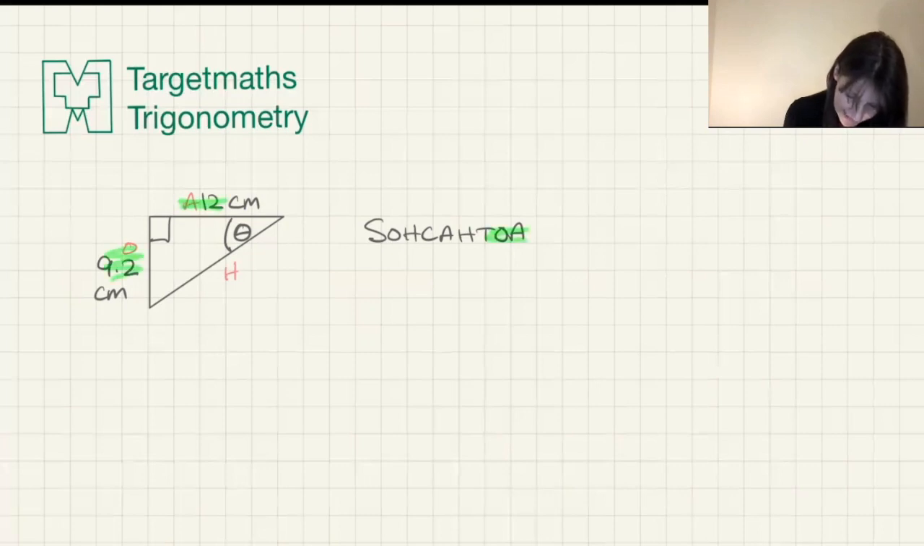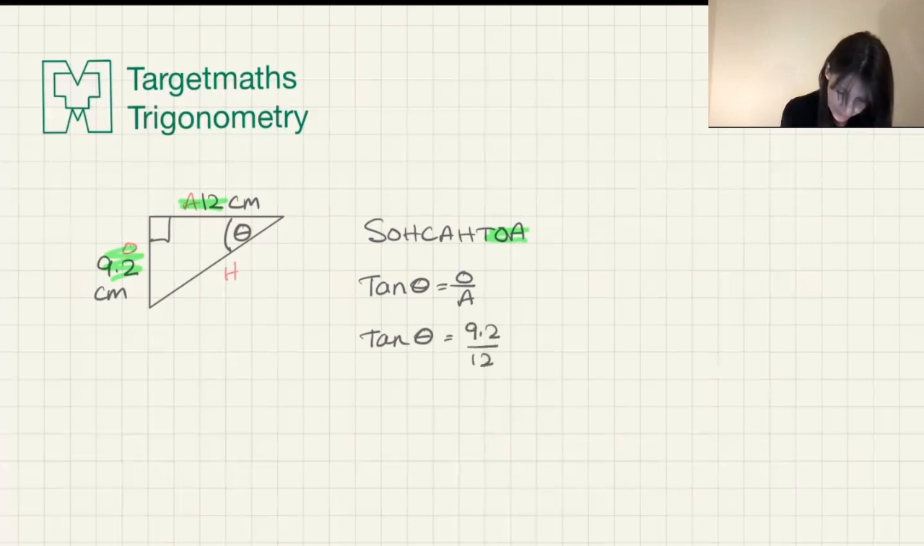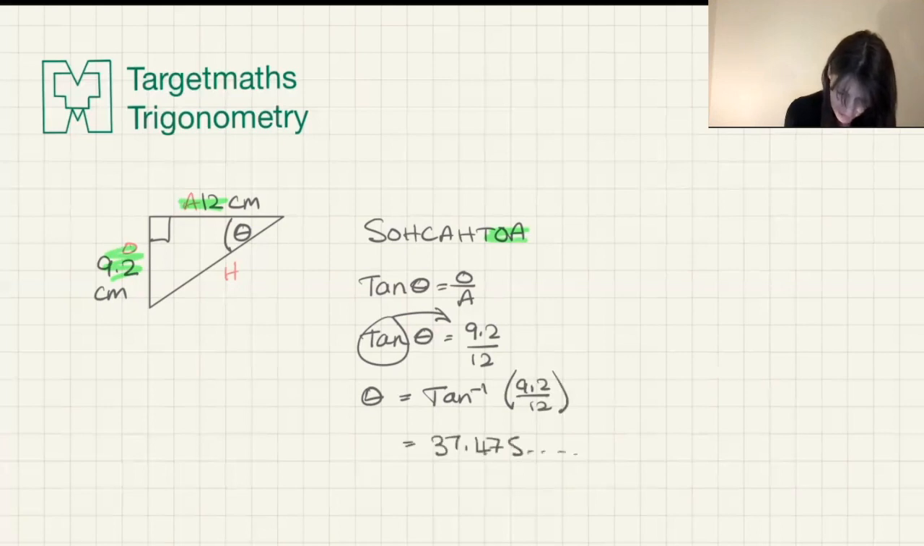So this one's tan, because I've got the O and the A. So tan theta is O over A. Tan, and it's still theta. O is 9.2, A is 12. Obviously, tan isn't going to move across this time, leaving theta on its own. It's going to land as tan minus 1. 9.2 divided by 12. Put that in your calculator, you get 37.475, on and on it goes, and you've got 37.5 degrees.